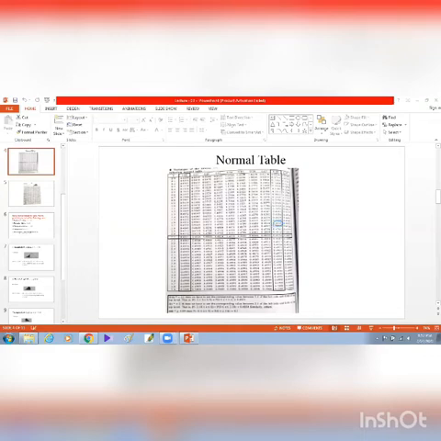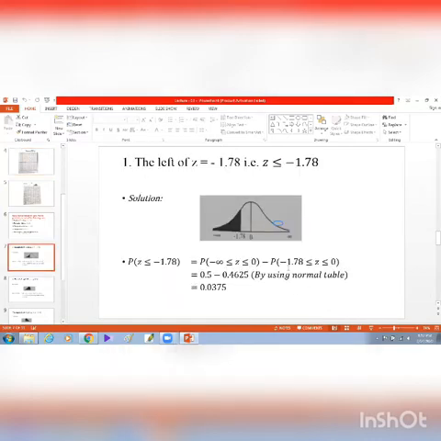Here we get this. This is the probability of 1.78 equal to 0.4625. So from this normal table, we get the value of probability of minus 1.78 to 0 equal to 0.4625, and subtracting this value from 0.5, we get 0.0375.